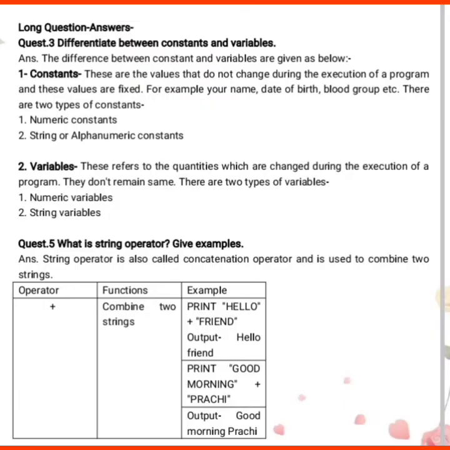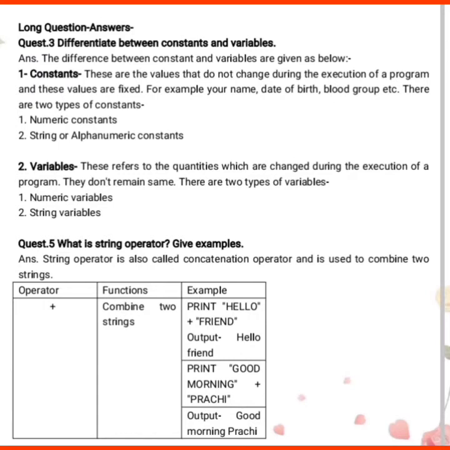Question 3 is differentiate between constants and variables. Answer. The difference between constants and variables are given as below. First is about constants. I told you earlier that these are the values that do not change during the execution of a program, and these values are fixed. For example, your name, DOB, blood group, etc. And we have two types of constant. First is numeric constants and second is string or alphanumeric constant.